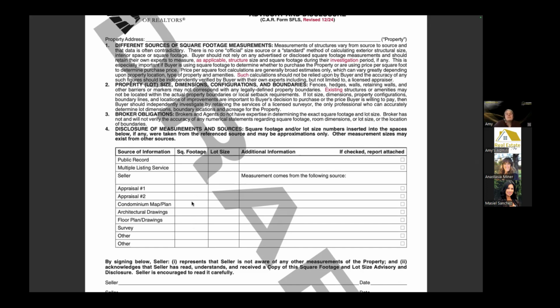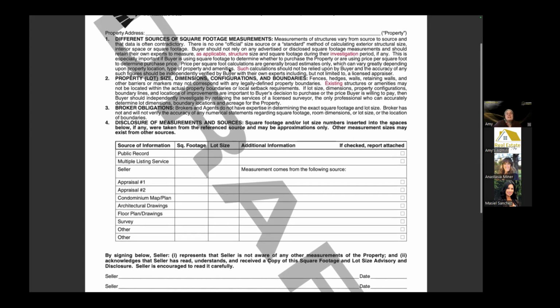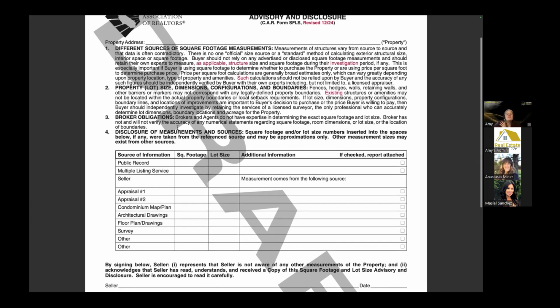Or just leave it blank and have my buyer sign it, because it's not required for the seller to provide it. But part of the reason is that it talks at the top about different sources of square foot measurements. If this is important to you, buyer, make sure to do your own investigation. Like if you're not going to buy a house under 1,500 square feet, and this is 1,505, do your own due diligence and make sure it meets your requirements. I'm not responsible for that. So that's why I like this form.